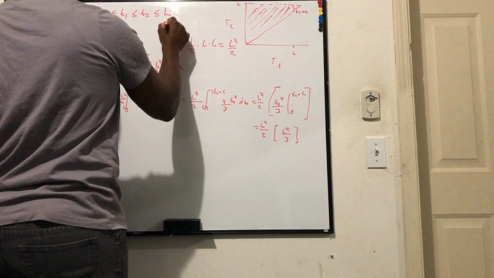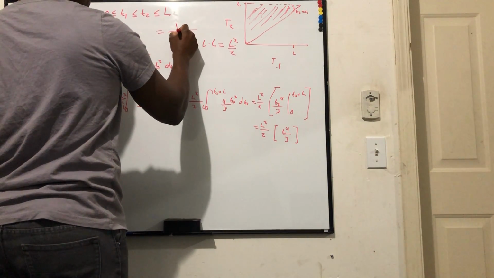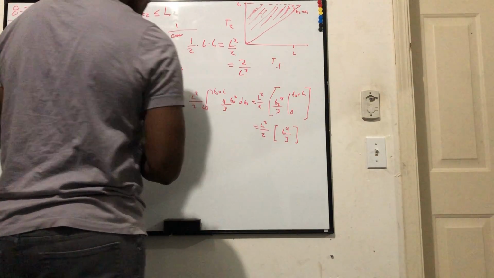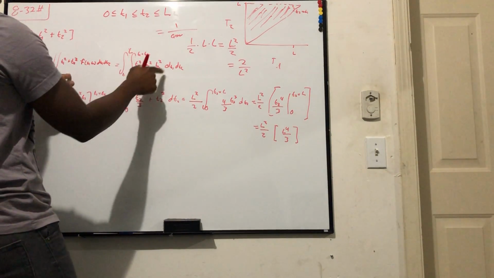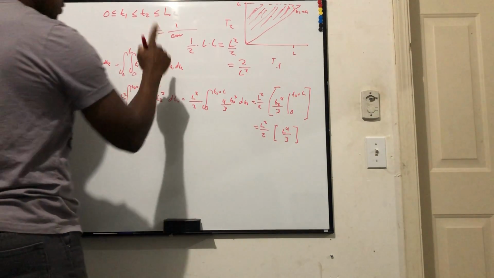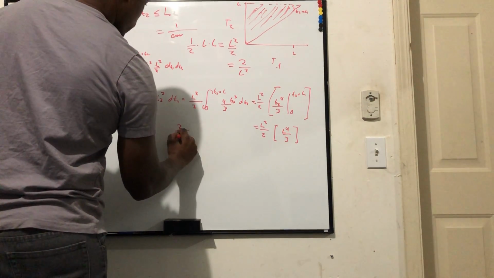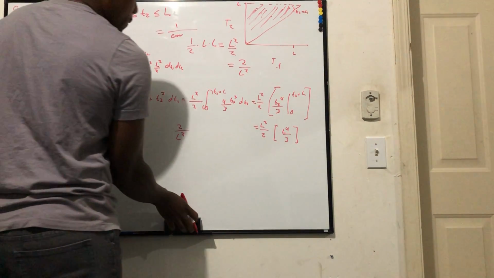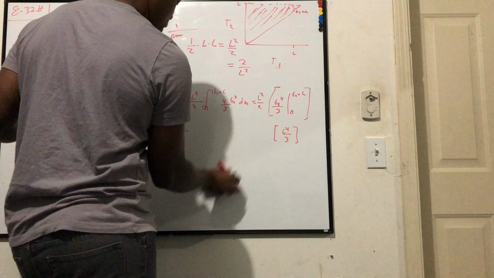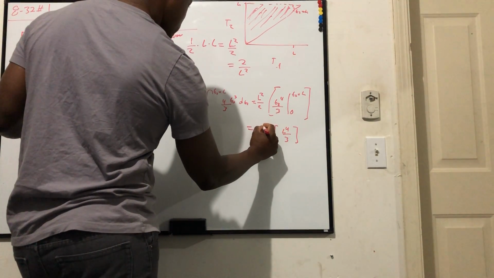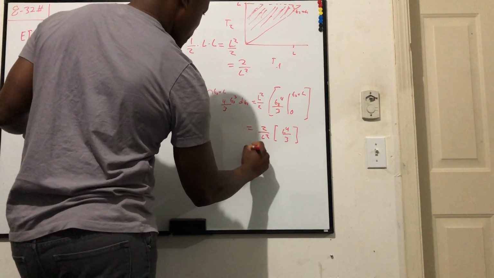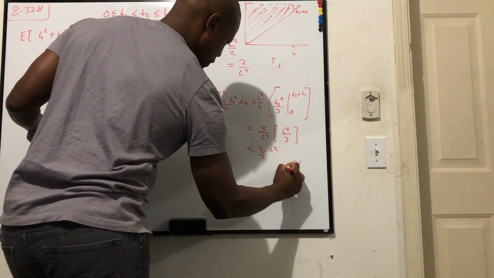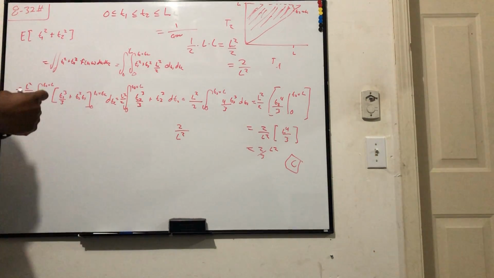Remember, uniform is 1 over the area. So this actually is 2 over L squared. 1 over the area. So all of this should be changed to 2 over L squared. I'm going to switch it down here so I don't have to redo it. I don't mind if I messed up, but it should look like this. Voila. There we go. 2/3 L squared. Answer C.